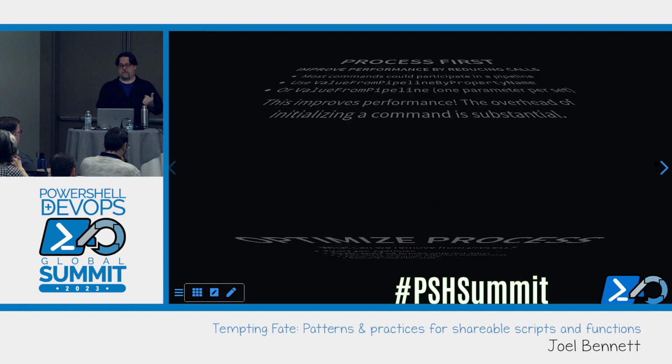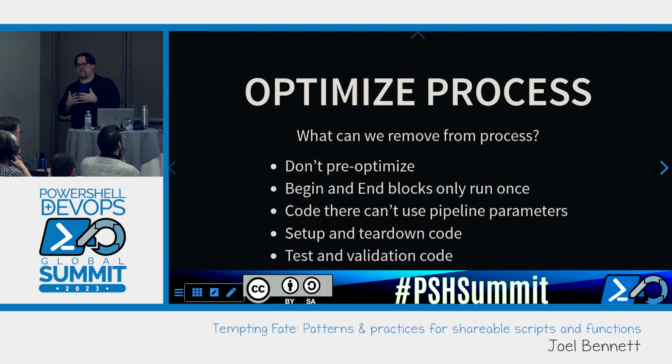The catch, of course, is that sometimes there's things you need to do just once. So when you're optimizing, you want to optimize the process block by taking things out of it, right? Because that process block is the part that's going to run over and over and over. So take out the parts that you can. Remember, begin and end run only once. Begin runs before there's any pipeline input. End runs after all pipeline input.